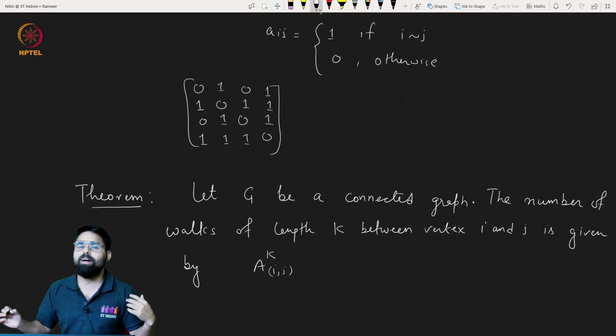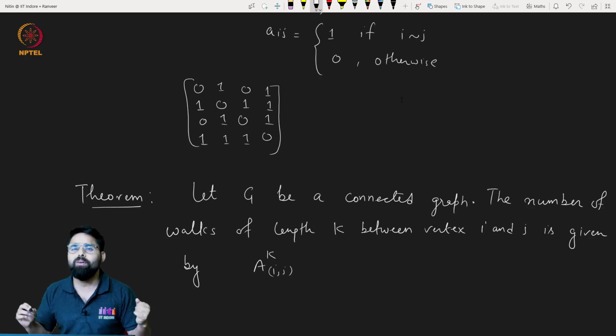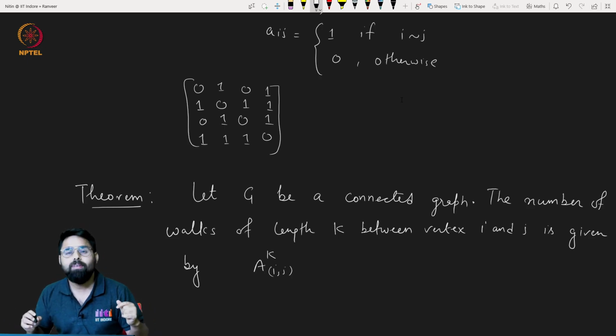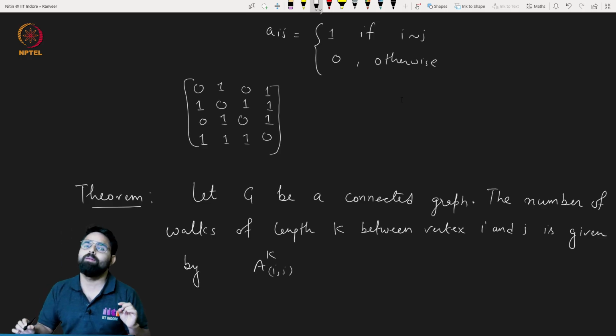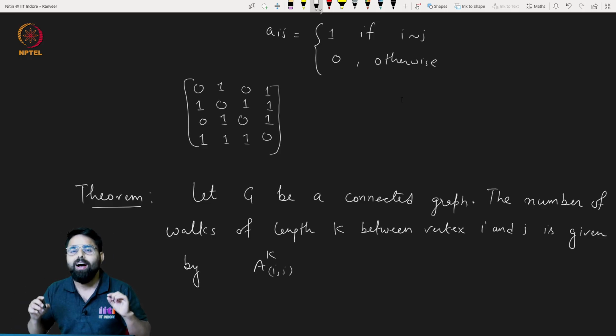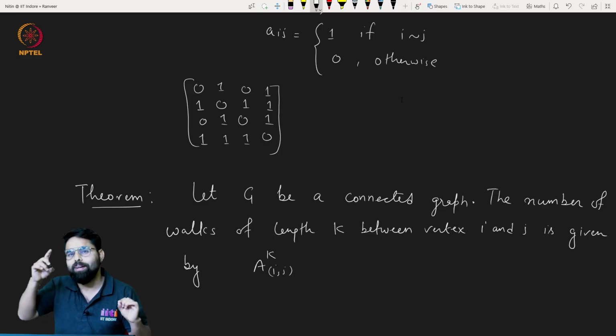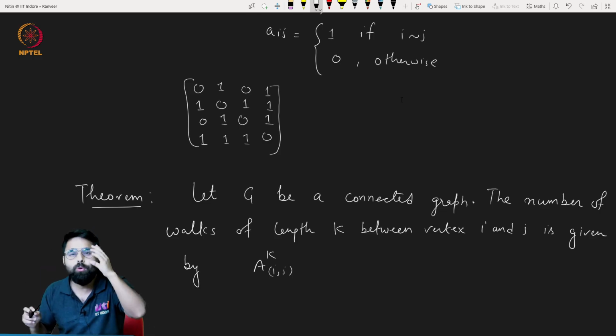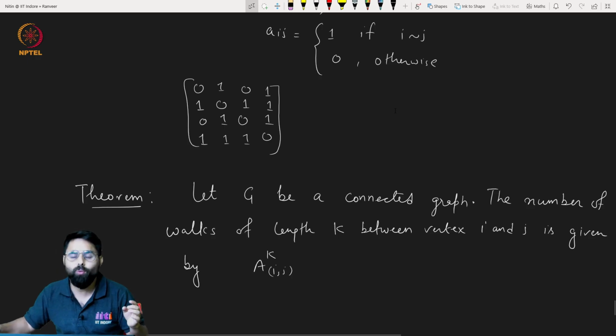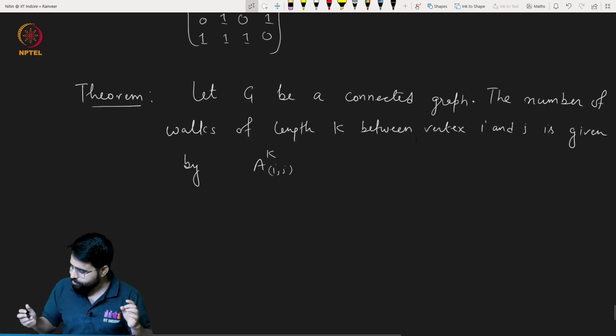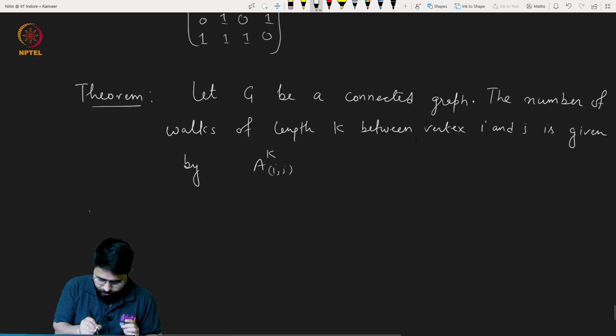So for example, if I have to find the number of walks of length 100 between vertex 2 and 3, then what will be that number? That number will be the 2,3 entry of A to the power 100. Okay, so let us try to prove this. Why does this follow? So, proof.